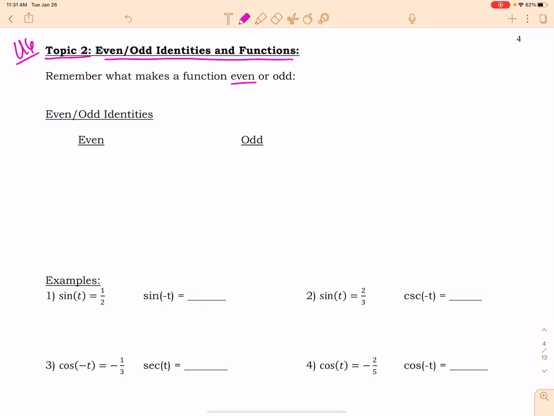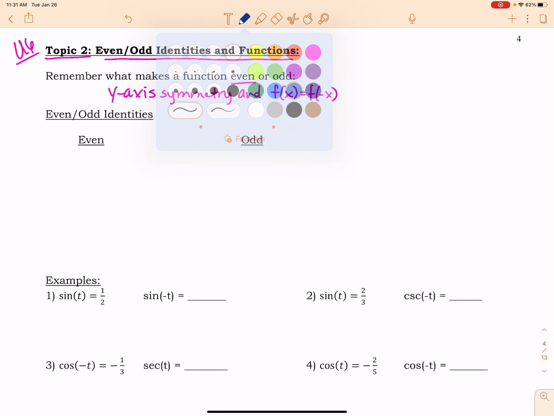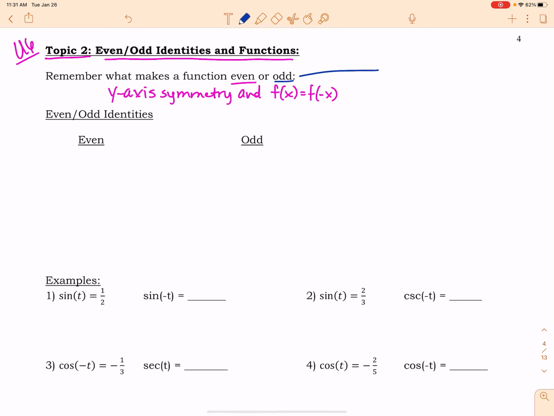Remember, if it's even, that means there is y-axis symmetry. And algebraically, that means that f of x is equal to f of negative x. And then, of course, if it's odd, that means we have origin symmetry. And algebraically, that means f of negative x equals negative f of x.